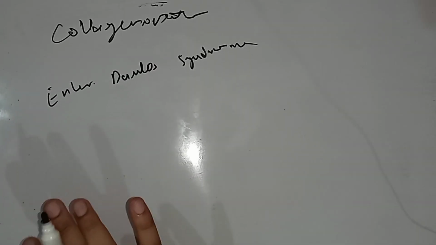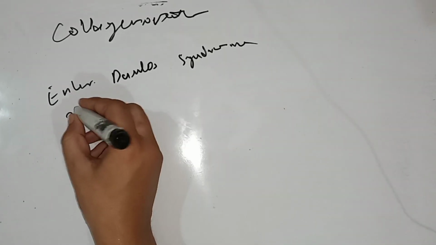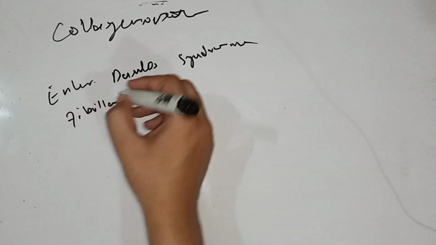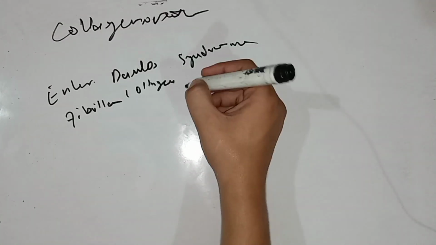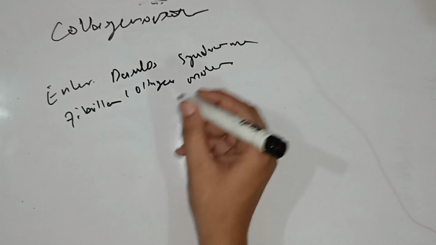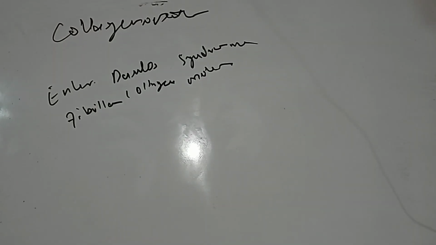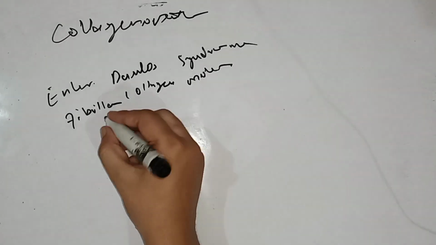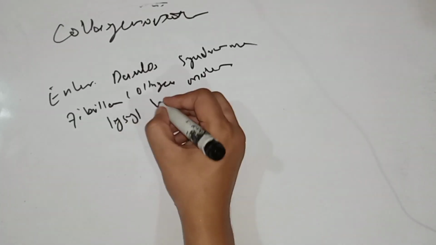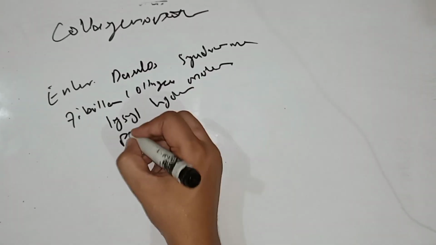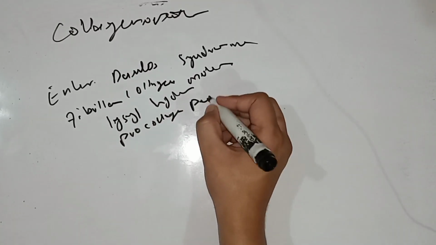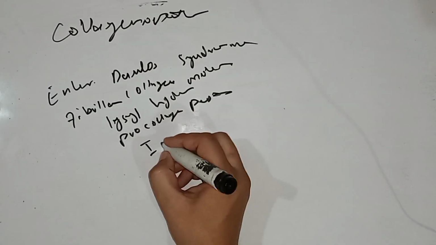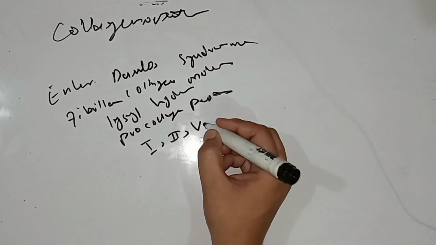What happens in it? The fibril collagen molecules are not formed properly due to an enzyme defect, which may be a defect in lysyl hydroxylase or procollagen peptidases. Or there can be a mutation in the amino acid sequence of collagen type 1, type 3 or type 5.